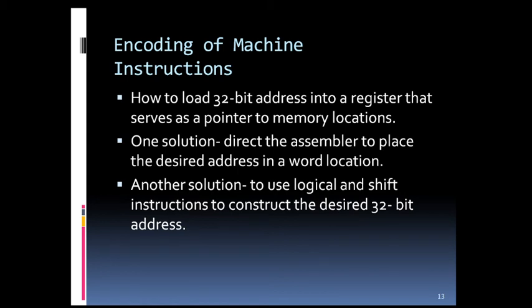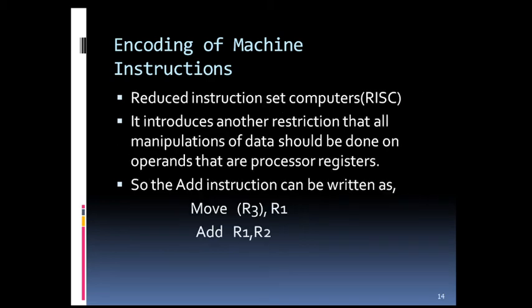Another possibility is to use logical and shift instructions to construct the desired 32-bit address by giving it in parts that are small enough to be specified using the immediate addressing mode. This issue is considered in more detail when we study the ARM processor, but it is not in the syllabus. All such ARM instructions are encoded into a single 32-bit word.